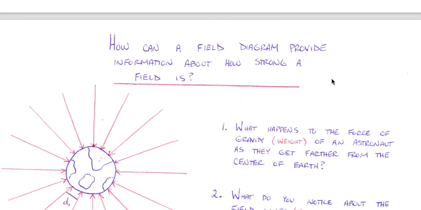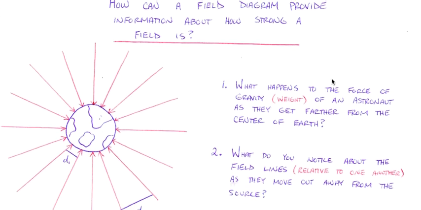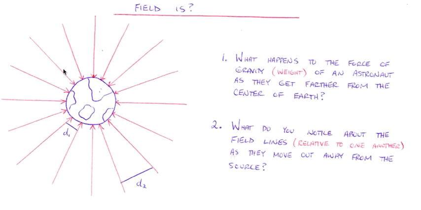Now, the very last thing I'd like to look at is how can a field diagram provide information about how strong a field is? So what I'd ask you to take a look at is this diagram on the side and realize these two questions. What happens to the force of gravity, also known as the weight of an astronaut, as they move further from the center of Earth? And while you think about that, from whatever you know about movies or documentaries you've seen, I'd like you to also think about what do you notice about the field lines relative to one another as they move out away from the source.